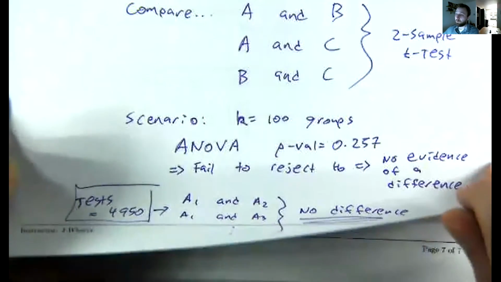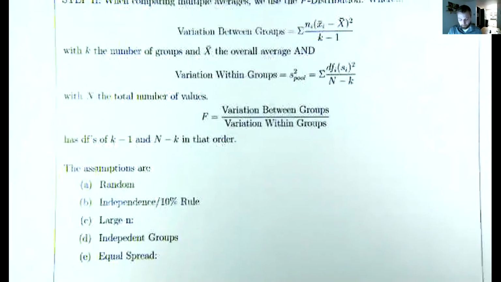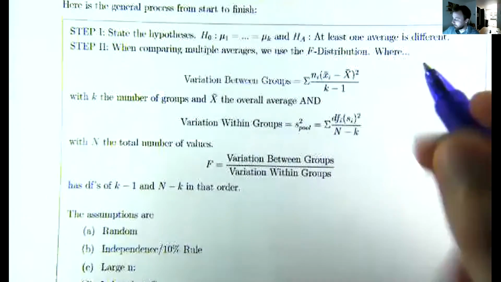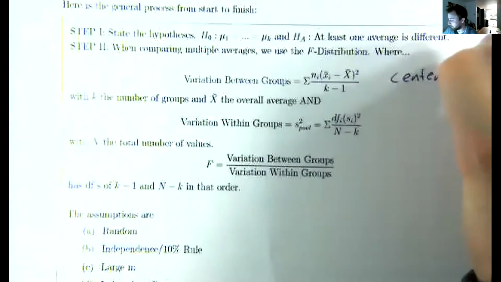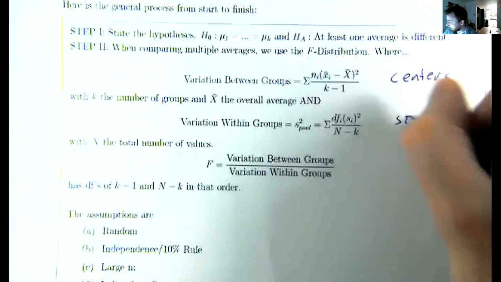I want to give you this Anova process from start to finish, just so you can see it all together. So, start of Anova, hypotheses. The null hypothesis is going to be that the first average is equal to the second average, all the way up to your kth group. The alternative hypothesis is going to be that at least one average is different. You're going to be comparing 2 types of variation. Variation between your groups. Reminder, this is based off of the centers of your group. And variation within group. This is based off of your standard deviation or the spreads.